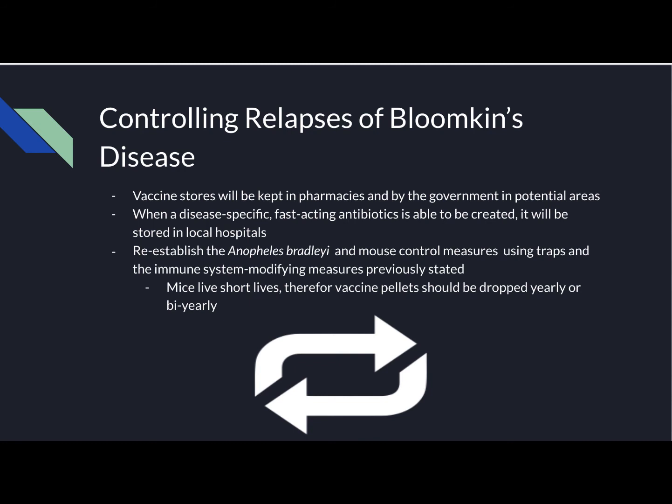Since mice live short lives, the vaccine pellets will be dropped yearly or bi-yearly to ensure that each new generation of mice has immunity towards Blumkin's disease.